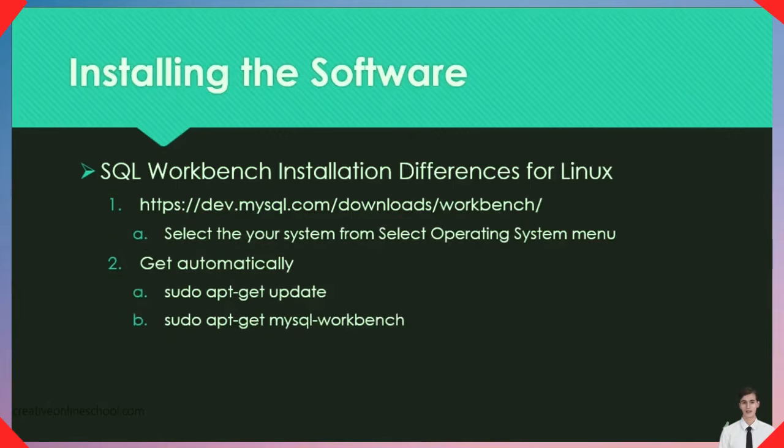If you're on Linux, then you can get the download from Workbench by selecting your system from the Select Operating System menu, but you can also get it automatically. All you have to do is type sudo apt-get update, hit enter. Quite a few things may load depending on what updates you need. Once that's done, type sudo apt-get install mysql-workbench, and it should install it for you.